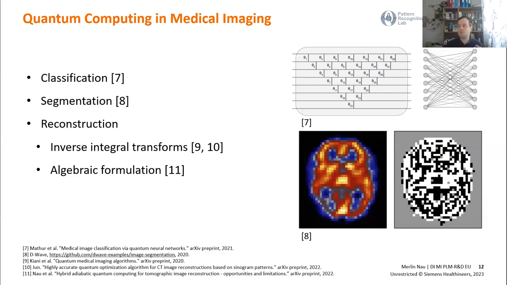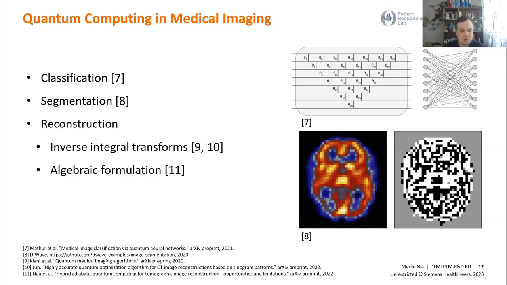So we took a look at what is being done with quantum computing and medical imaging so far, and there is quite a lot happening, especially in the past 2 years. Mostly the papers that came out focus on classification with, for example, quantum neural networks or quantum support vector machines. But D-Wave also provided a tutorial on image segmentation on their website. And for reconstruction, there were already papers out there, including this paper by Kiani et al., which was the kickstart to quantum medical imaging algorithms, which dealt with inverse integral transforms back in the day.